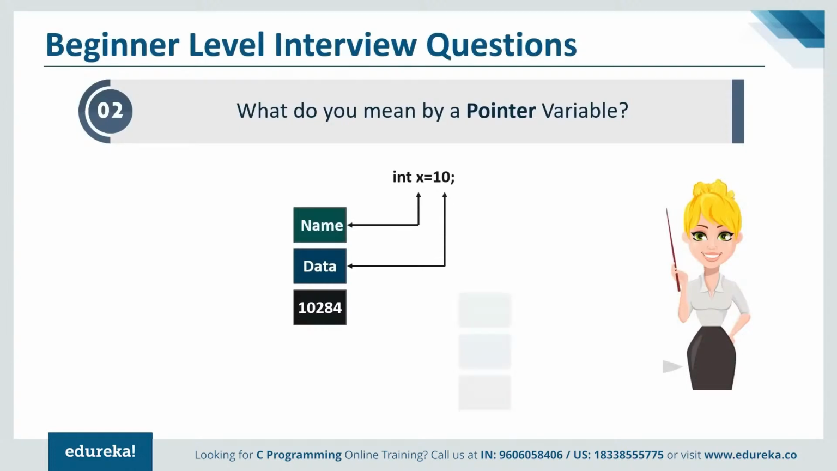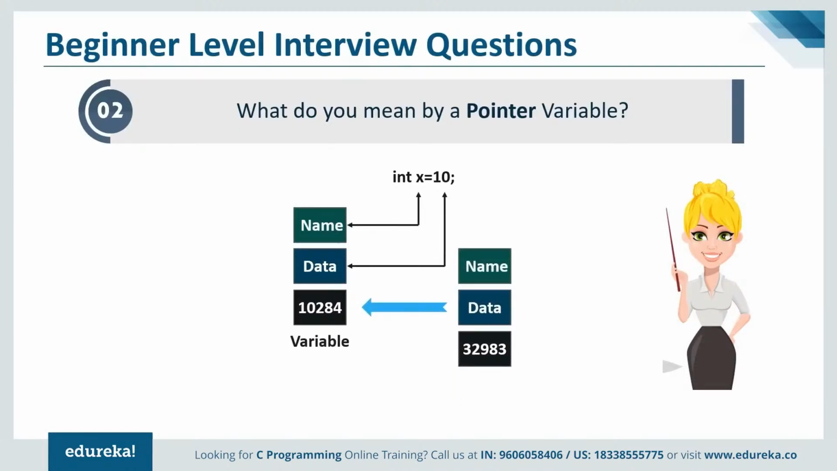Now a pointer variable is one such variable which is declared to store the address of the variable which you are using in the C program. For example, let us assume that this particular block is a pointer variable, and the pointer variable must have a name, and that particular name always starts with an asterisk in front of it. So what the pointer variable does is, it stores the address of the variable x inside its data block, so that it can point to the data 10 which is stored in the variable x. So this is how a pointer variable works.